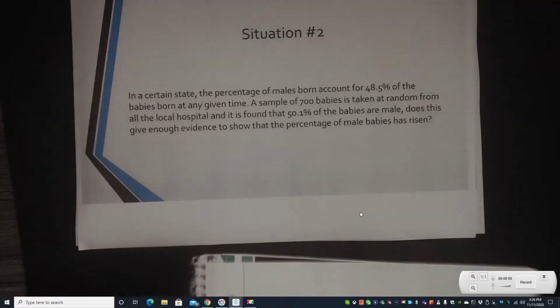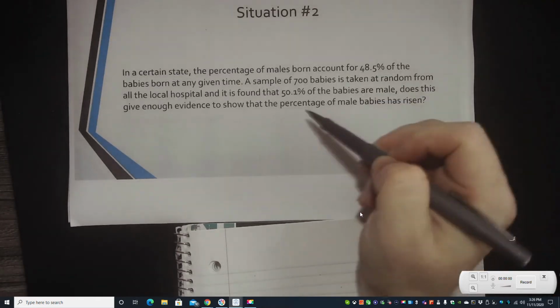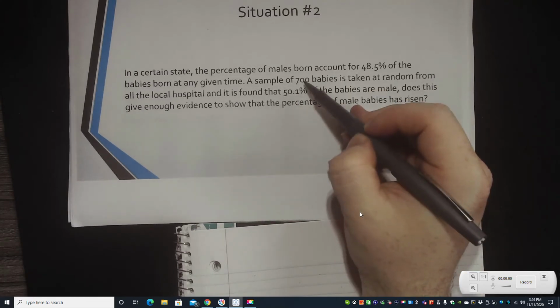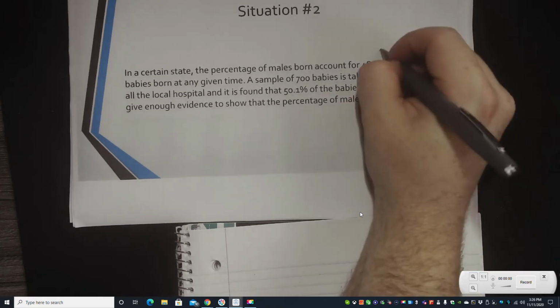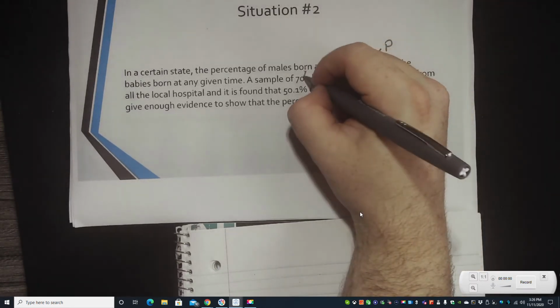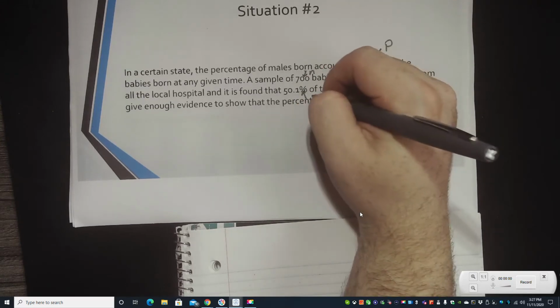Okay, so first off, before I start this whole process, let's take a look. I have a 48.5% and I have a 51.1%, but the 51.1% is based off the 700 babies, so that means that this is my P, this is my N, and this is what's going to be used at the very end.